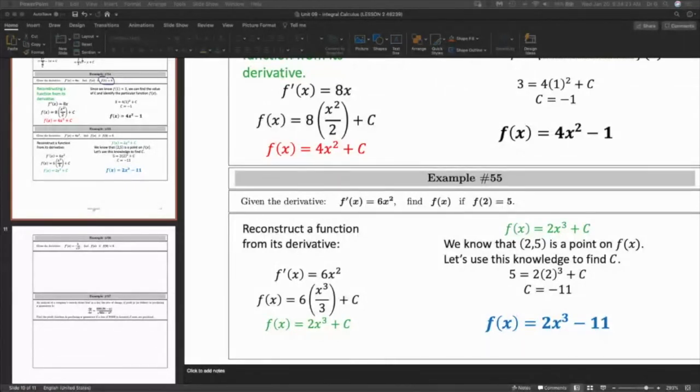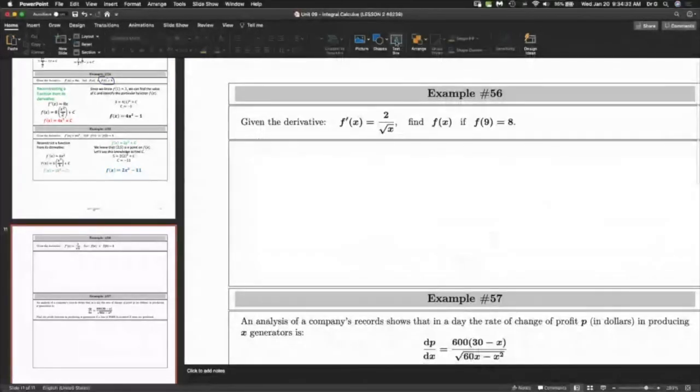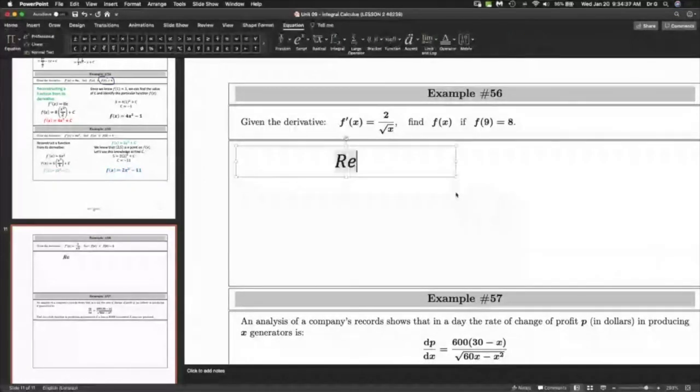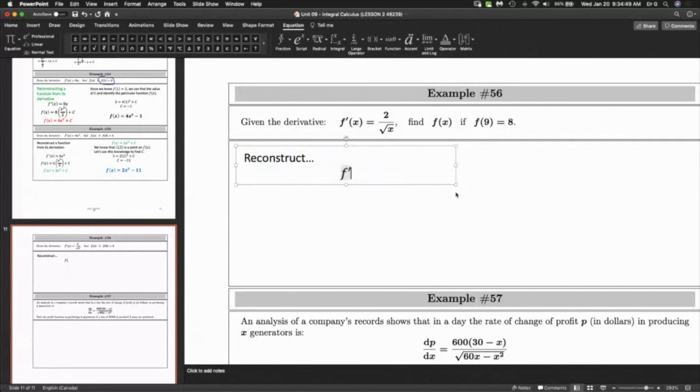Okay. So anyway, let's play around with a couple more of these. The only difference in the next one is that it's a square root, so don't get too rattled about that. It's just more practice of the same. I'm just going to say the word reconstruct as a trigger. Reconstruct. And you know the game that we're playing. So f prime, let's rewrite the derivative differently. I'll write it as 2x to the negative a half.